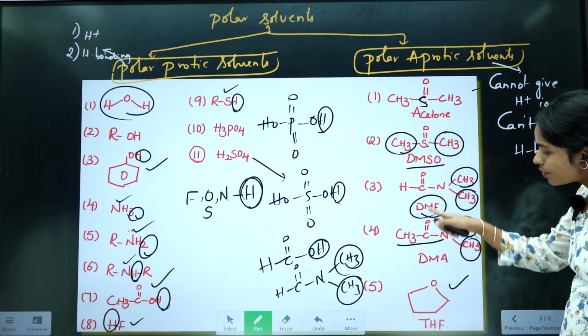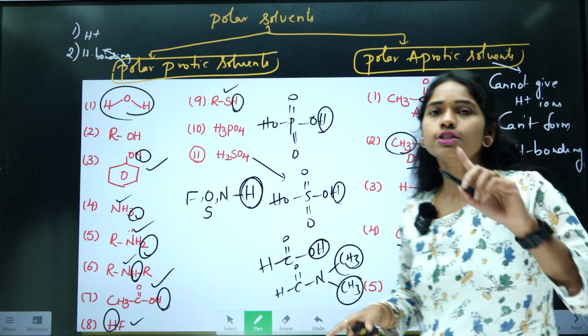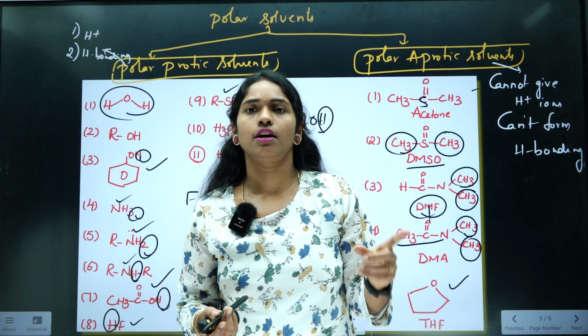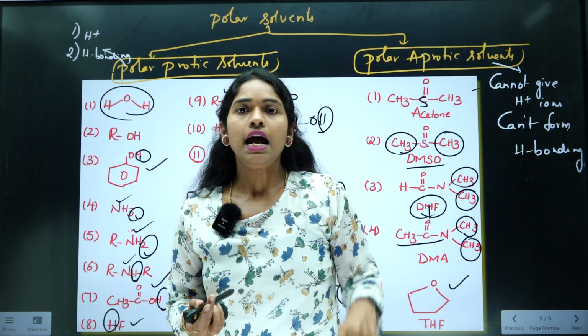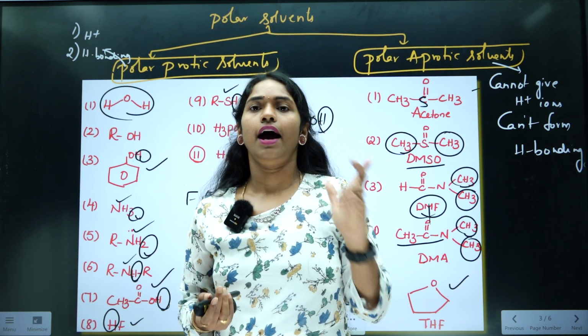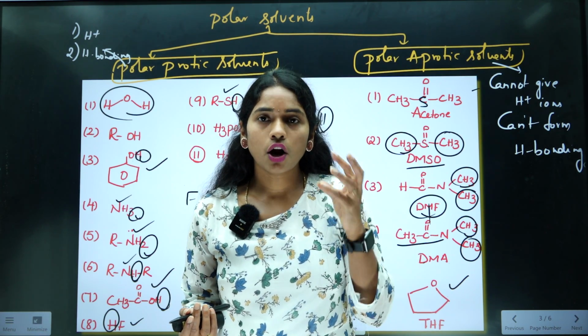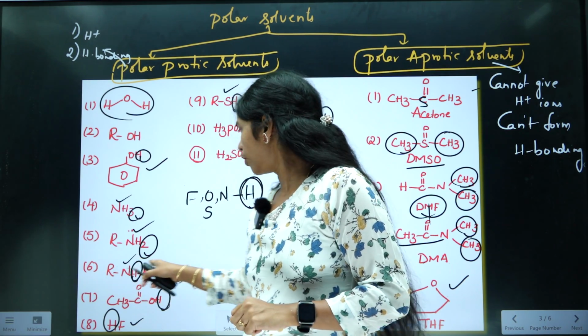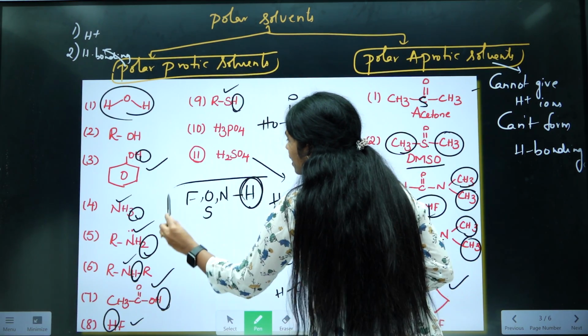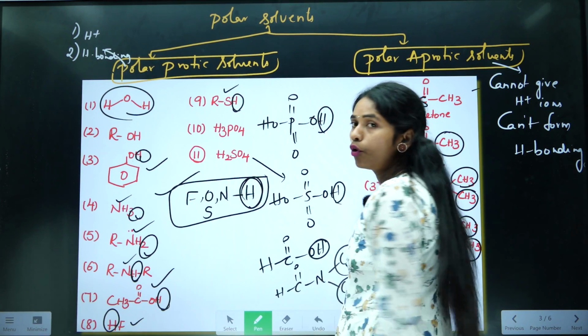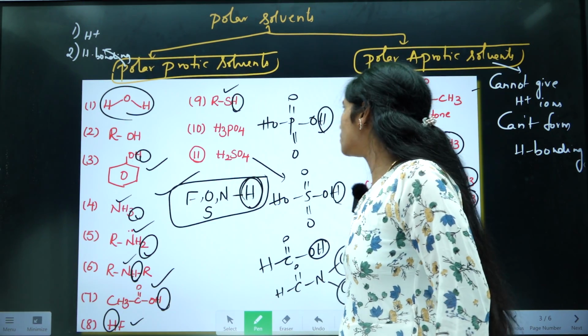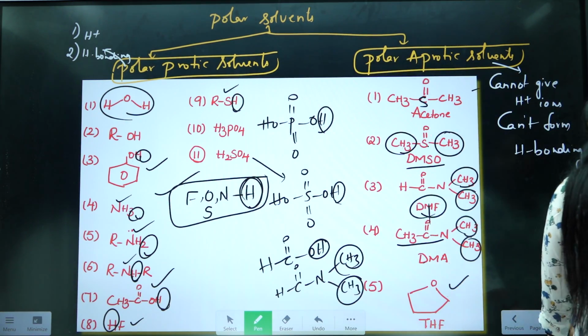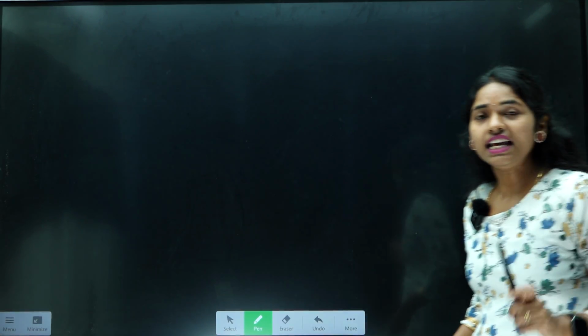In all these you can see oxygen is there, but not connected to hydrogen. That acidic hydrogen is not there, not connected to sulfur, not connected to nitrogen, not connected to fluorine. If this is there, it is polar protic; if not, this is polar aprotic. Clear? In that way you can easily identify the type of solvents.